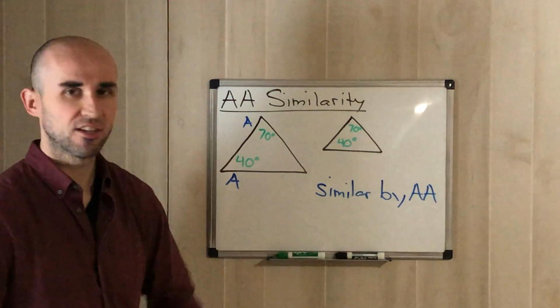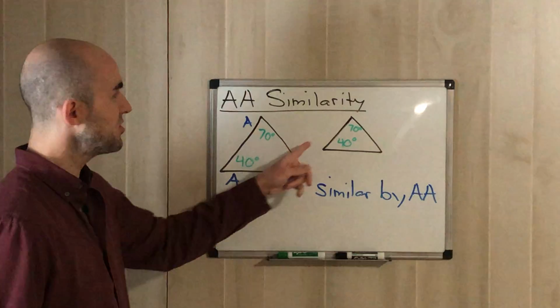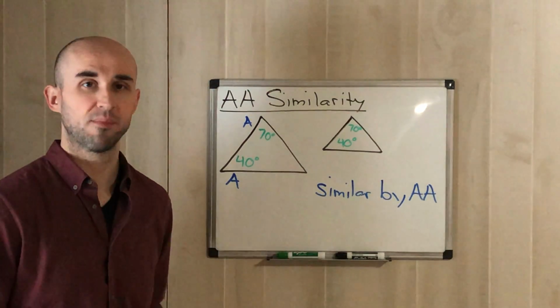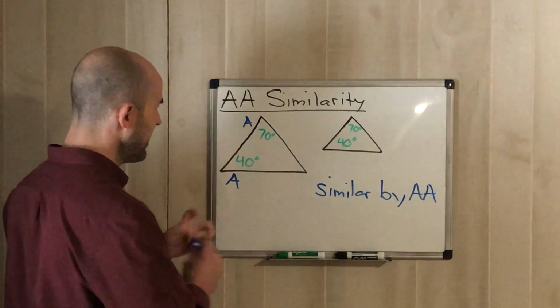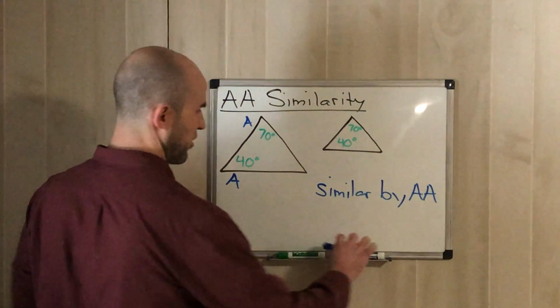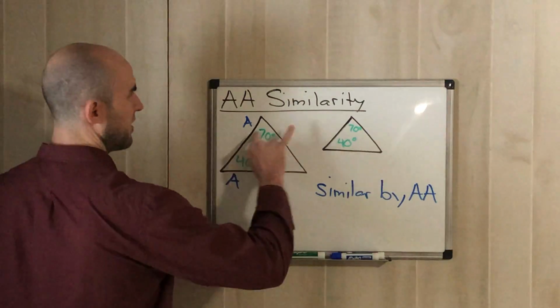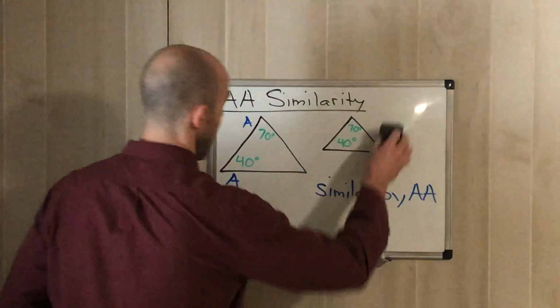So that's how AA shows that it's similar, because as long as the angles are congruent, the triangles are going to be similar. So again, when it comes to AA, just always remember, all we need is 2 different pairs of congruent angles, right? That would be 1, that would be 2. So that would be AA.